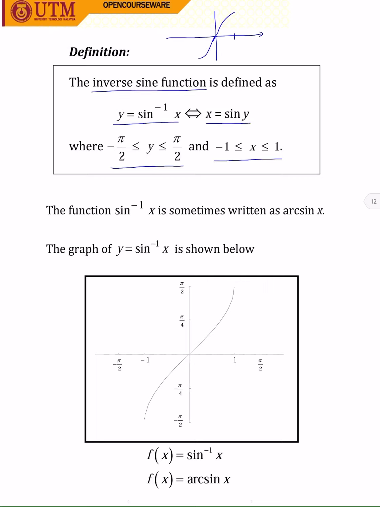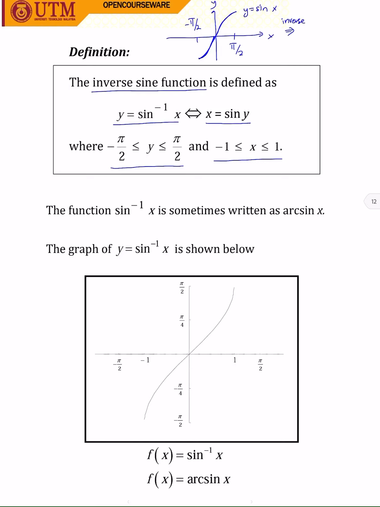Where here is pi over 2, here is minus pi over 2. This is the graph for y equal to sine x. Therefore for inverse, the inverse will be if we restrict the y equal to sine x like this only, we restrict the y, and then we convert it to inverse.